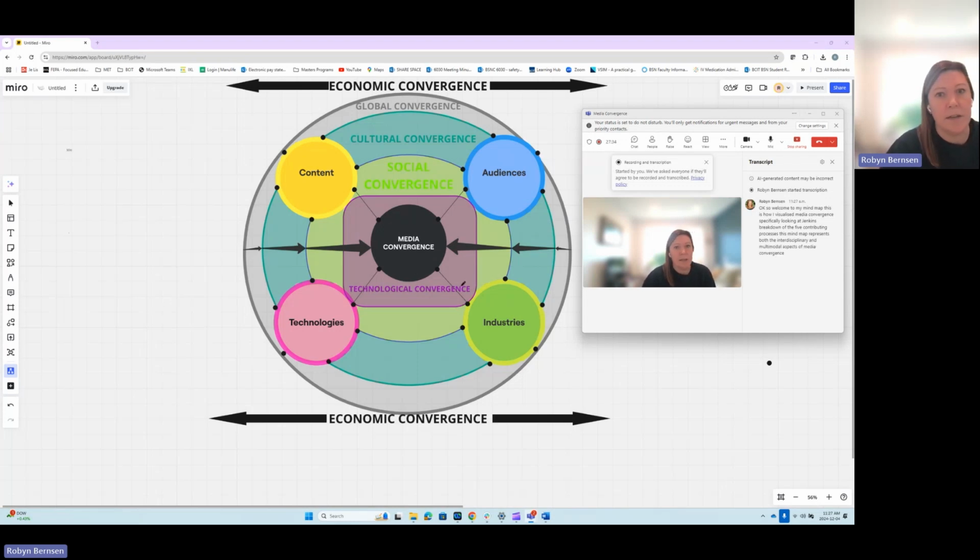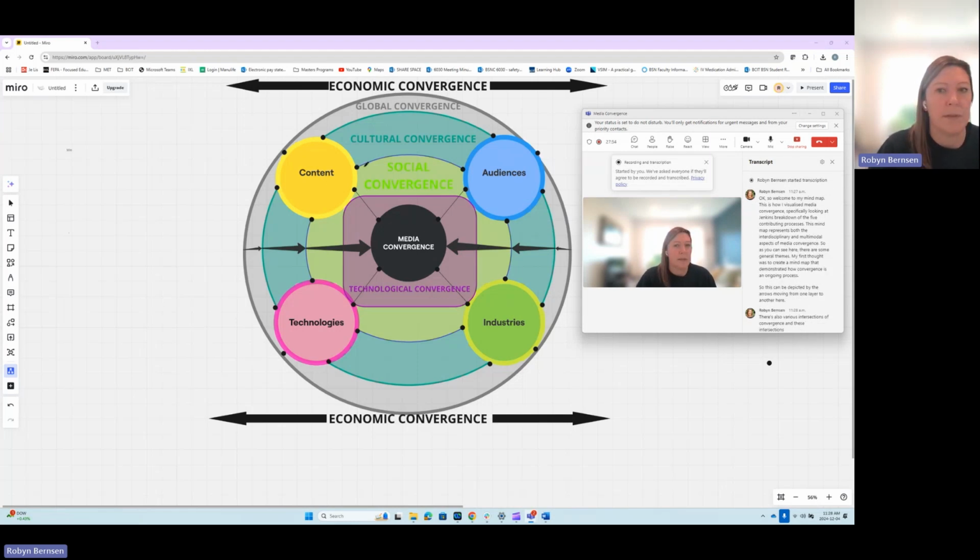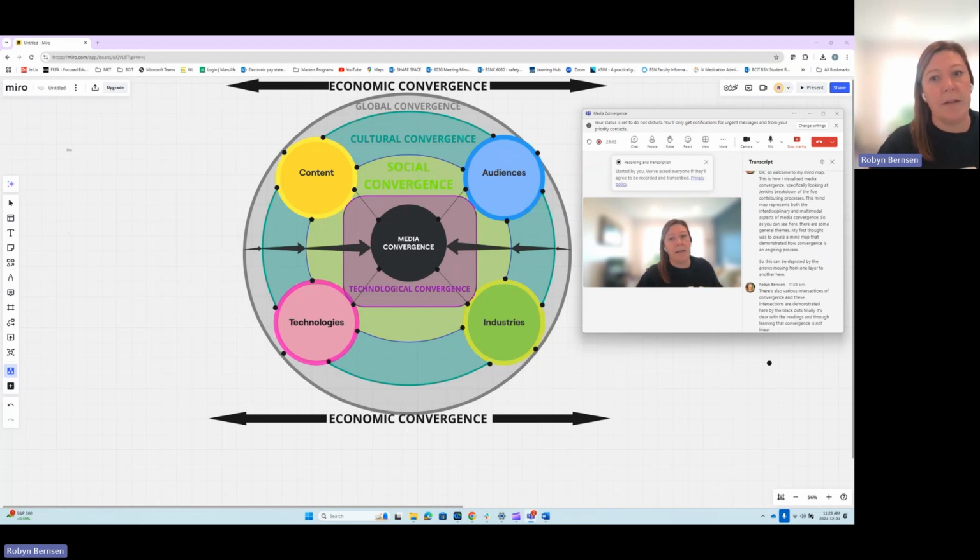So as you can see here, there are some general themes. My first thought was to create a mind map that demonstrated how convergence is an ongoing process. So this can be depicted by the arrows moving from one layer to another here. There's also various intersections of convergence, and these intersections are demonstrated here by the black dots. Finally, it's clear with the readings and through learning that convergence is not linear, and there is no end result to this process, which should also be highlighted in this mind map.